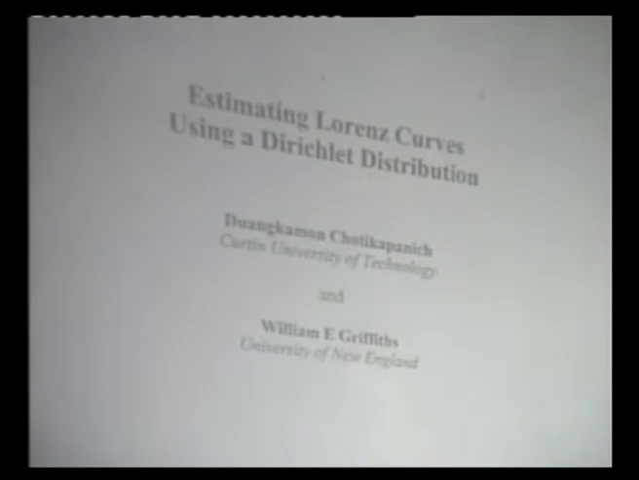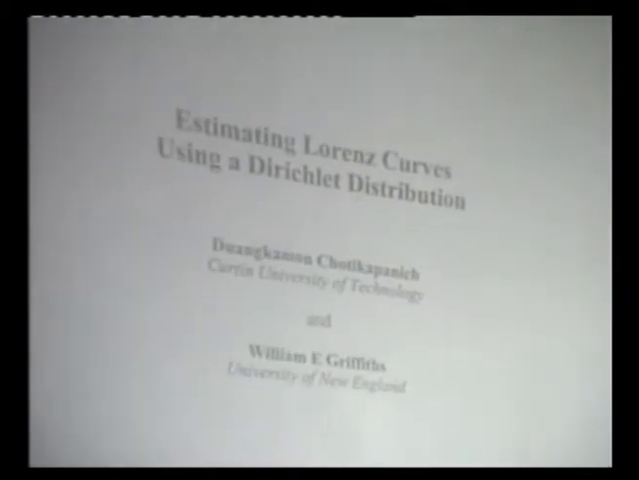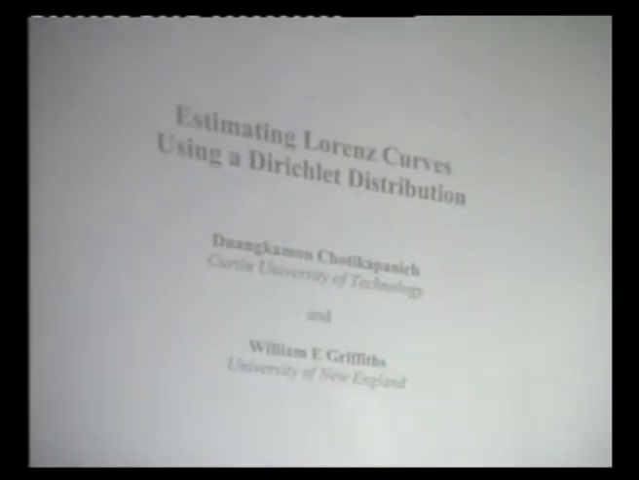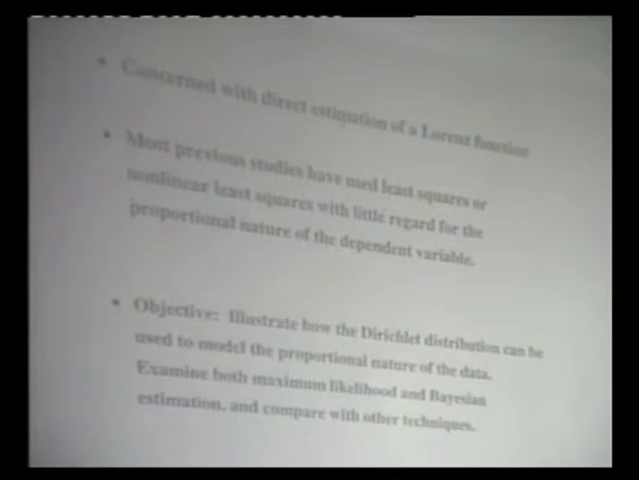This is a similar topic, of course, but now we're going to talk about estimating Lorenz curves directly. So when we estimate a Lorenz curve directly, then we can do that integral and estimate the Gini coefficient by getting the appropriate area through integration.